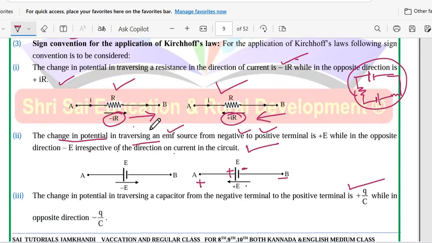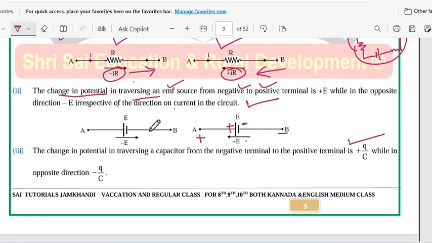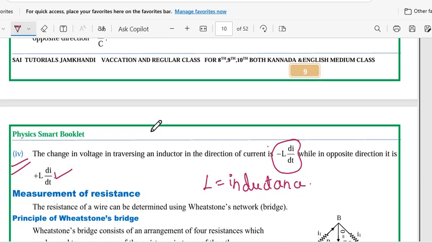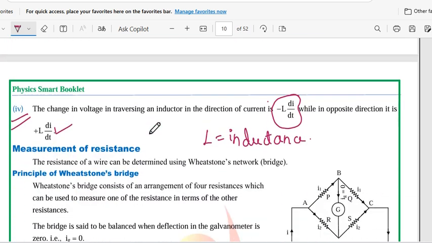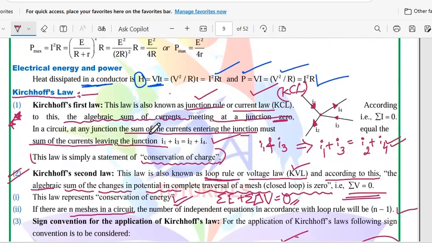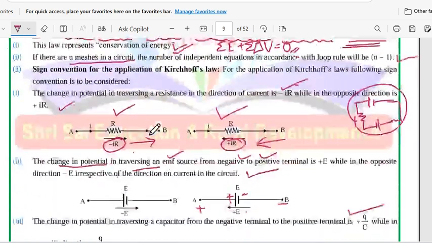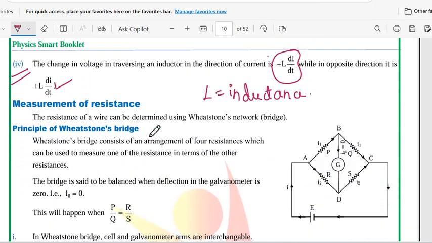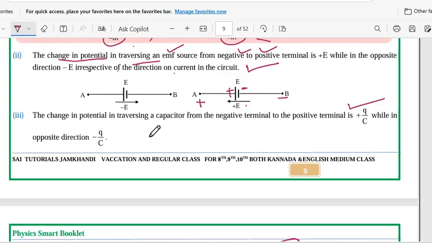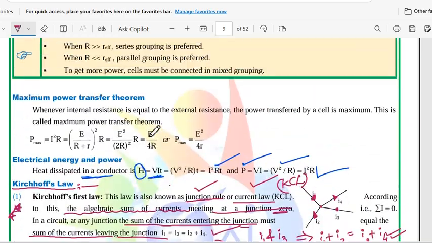Please note the change in potential in traversing the EMF source, the change in potential in traversing the capacitor, and also in traversing an inductor. These are all the concepts related to Kirchhoff's law, which are very important for your syllabus. So this is all about Kirchhoff's law.